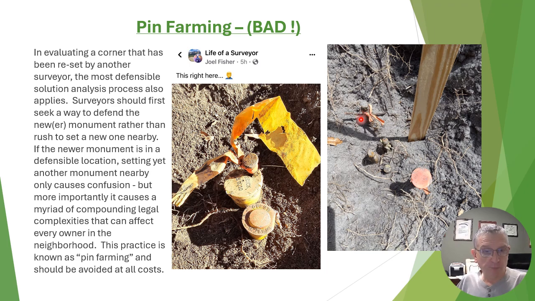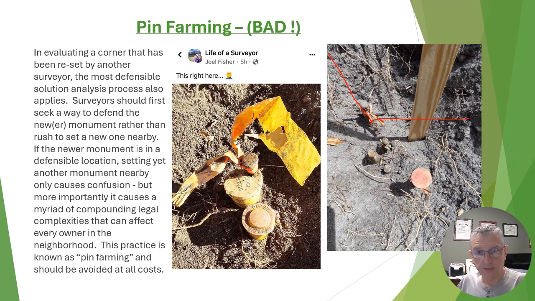So the other thing I want to point out is, let's assume that there's a property owner up here. I'm going to draw some lines in red. They used this northernmost pin.